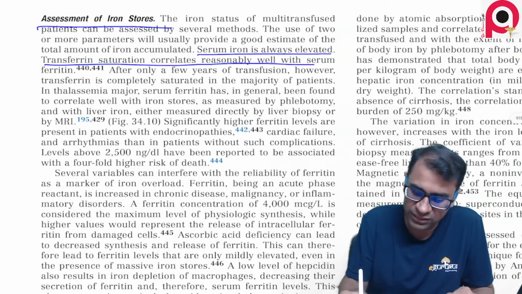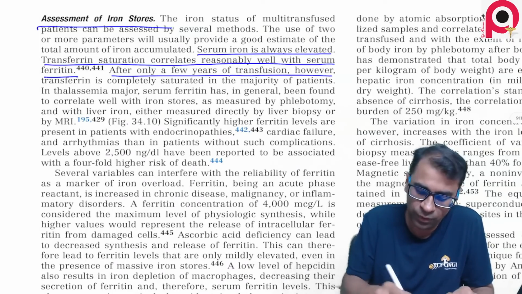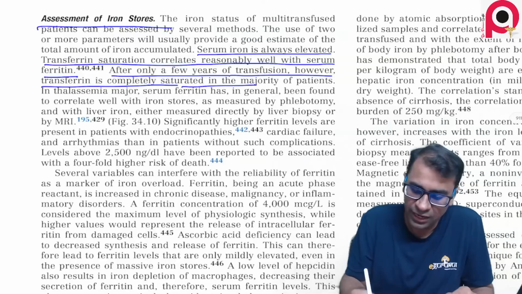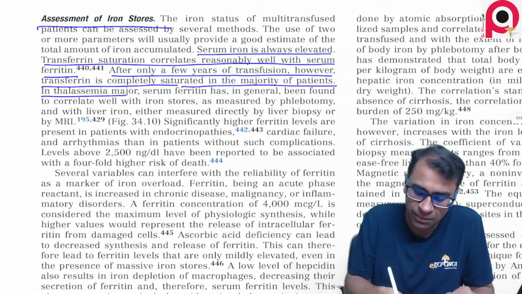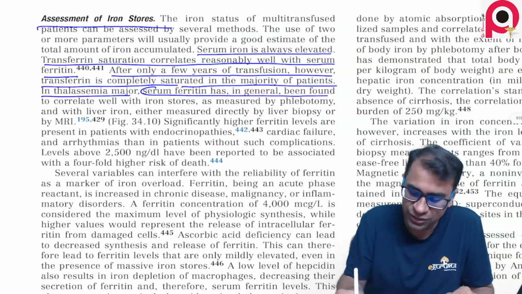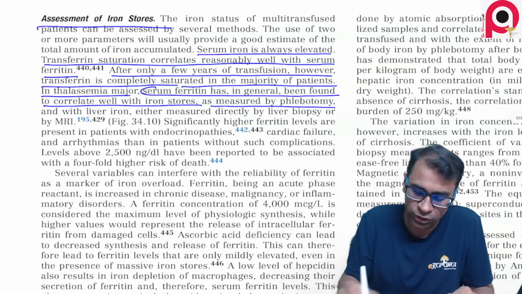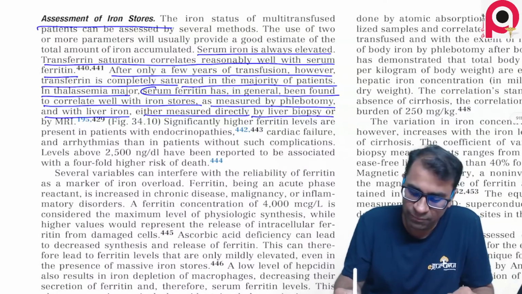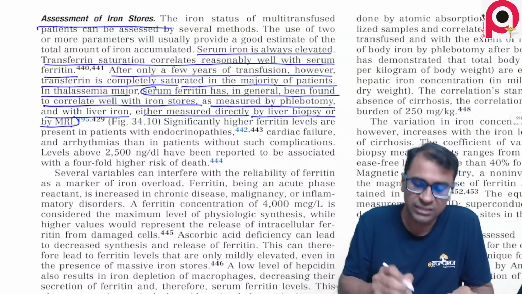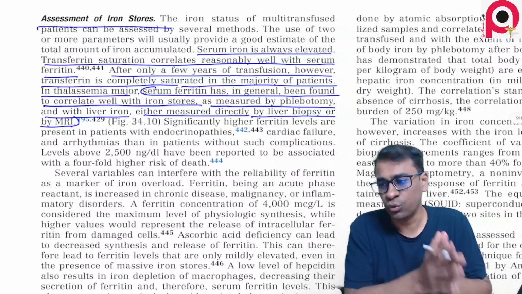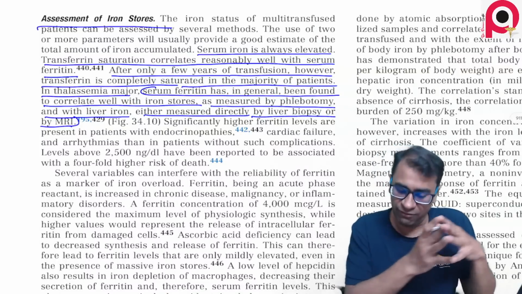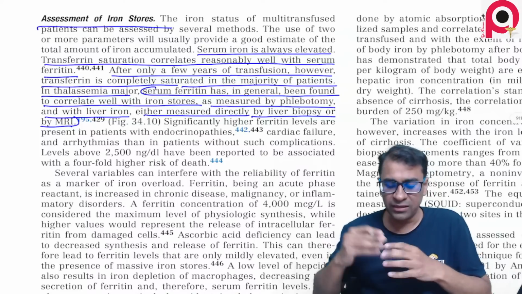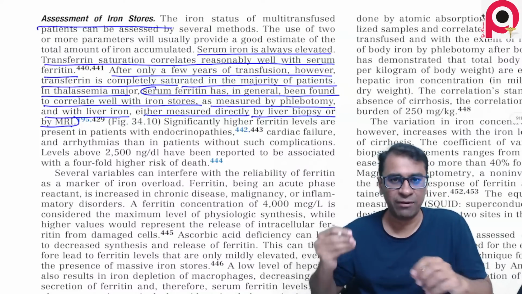Transferrin level correlates reasonably well with the serum ferritin. After only a few years of transfusion, however, transferrin is completely saturated in a majority of the patients. In thalassemia major, serum ferritin has generally been found to correlate well with the iron stores as measured by phlebotomy and with liver iron, either measured directly, by liver biopsy, or by MRI. So this is telling you serum ferritin is as good a marker compared to liver iron or the other methods like liver biopsy.